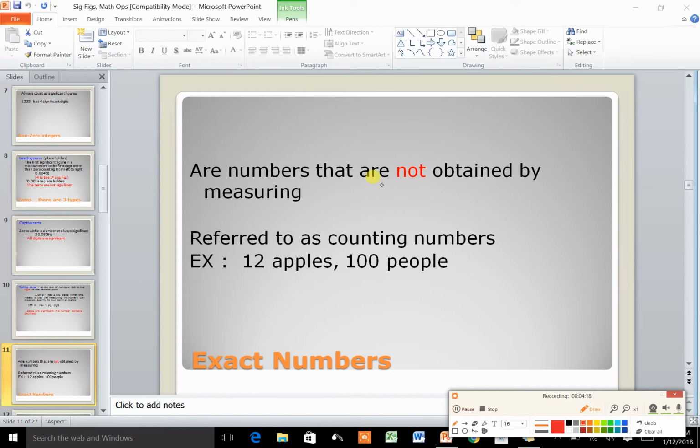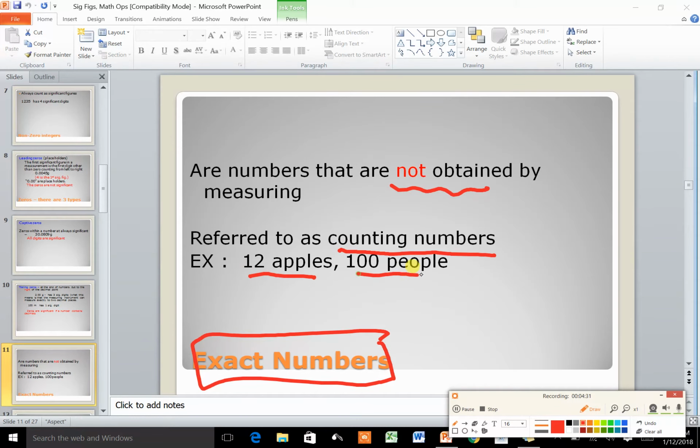All numbers that are not obtained by measuring, we call them exact numbers, or counting numbers, like 12 apples, 100 people. These numbers are exact numbers.